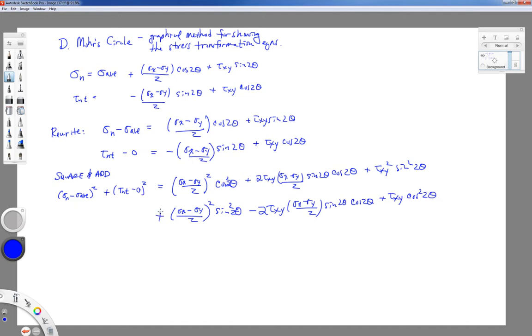Now the middle terms annihilate each other, they cancel each other out. And you have these terms here which have a sine squared and a cosine squared. And this term, the tau xy squared, has a sine squared and a cosine squared. Of course, sine squared 2 theta plus cosine squared 2 theta is equal to 1.